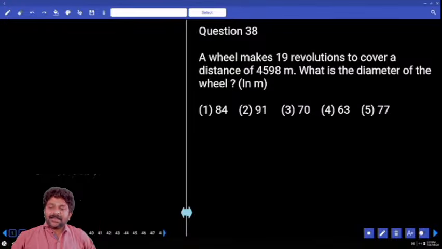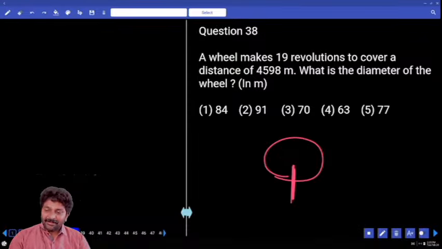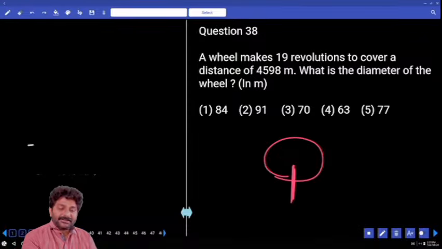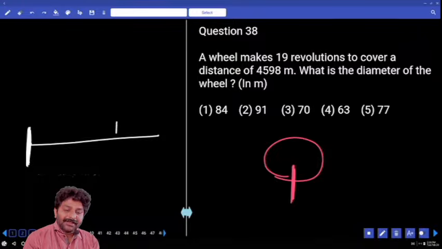A wheel makes 19 revolutions to cover a distance of 4598 meters. What is the diameter of the wheel? Now, assume there is a wheel here. If you keep a black mark here and rotate that wheel, at some place on the ground you can see the black mark. When you rotate that wheel, after some distance, again you will see the black mark.